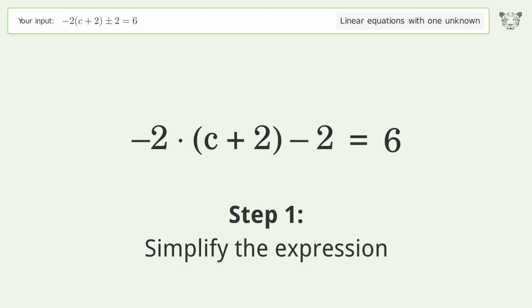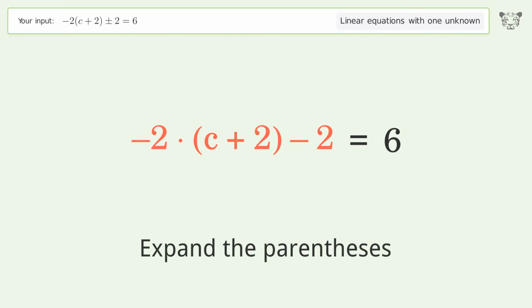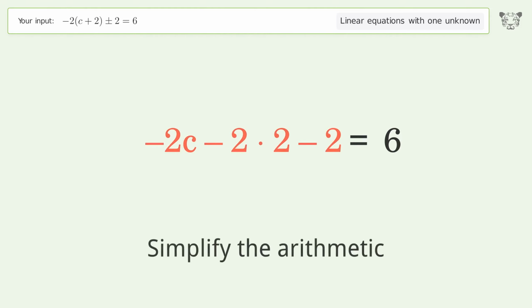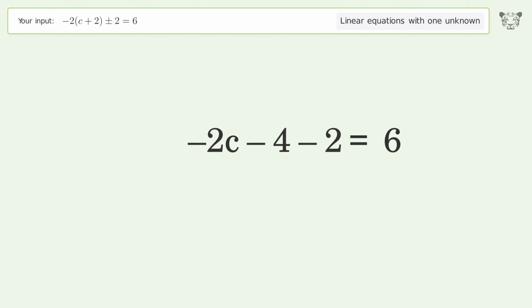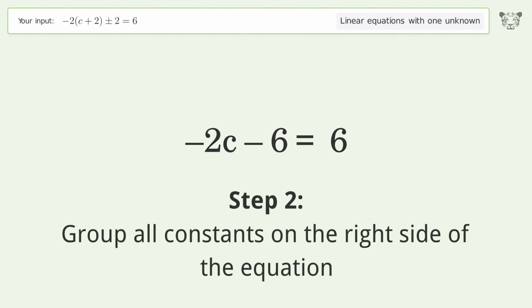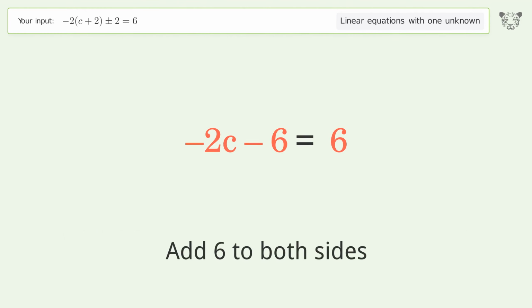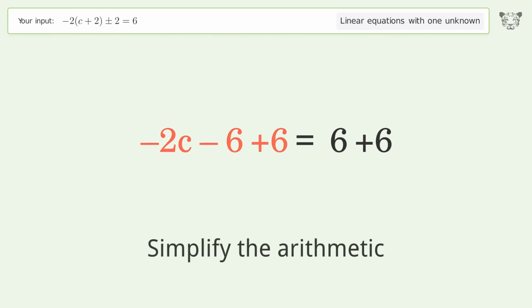Simplify the expression. Expand the parentheses. Simplify the arithmetic. Group all constants on the right side of the equation. Add 6 to both sides. Simplify the arithmetic.